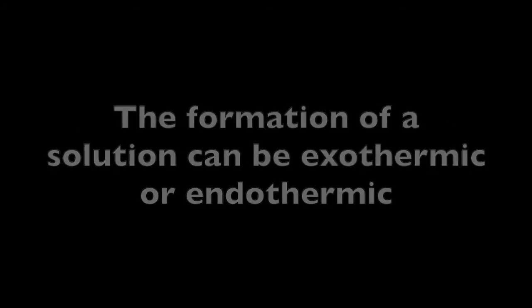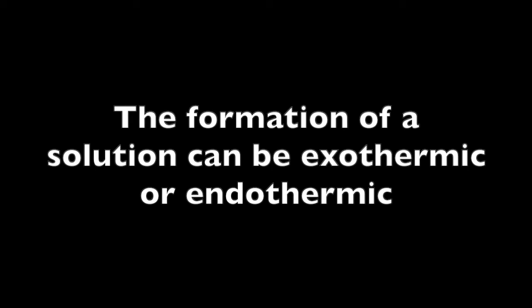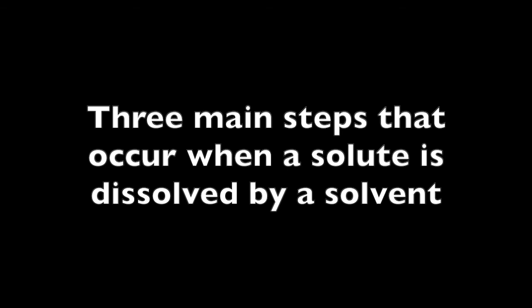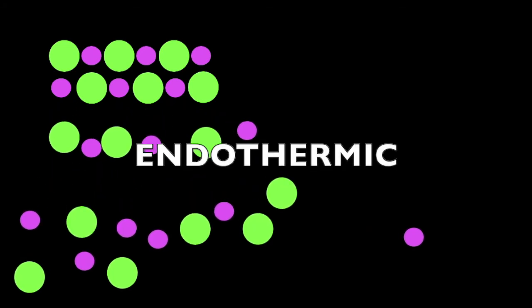When you form a solution by, for example, dissolving a salt, the formation of the solution may be an exothermic or endothermic process. And there are 3 main steps that occur when a solute is dissolved by a solvent. The first thing that happens is that particles of the solute have to separate from each other. This is an endothermic process.